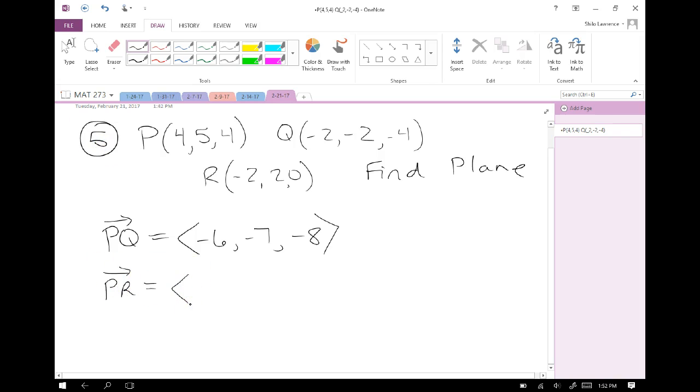So we're going to do the R's minus the P's. So -2 minus 4 is -6. 2 minus 5 is -3. 0 minus 4 is -4.